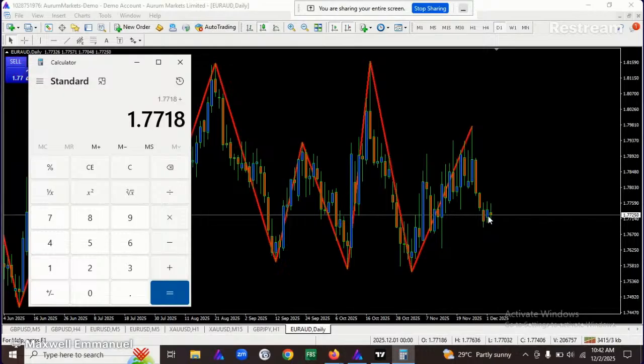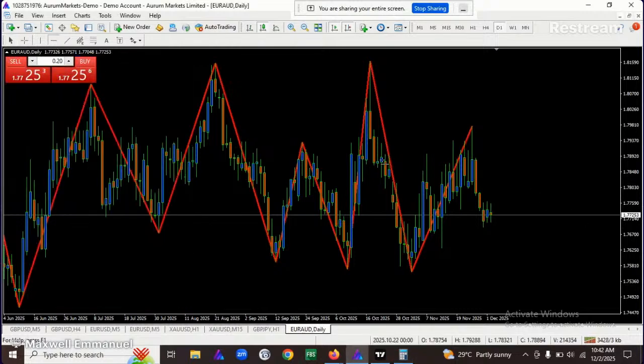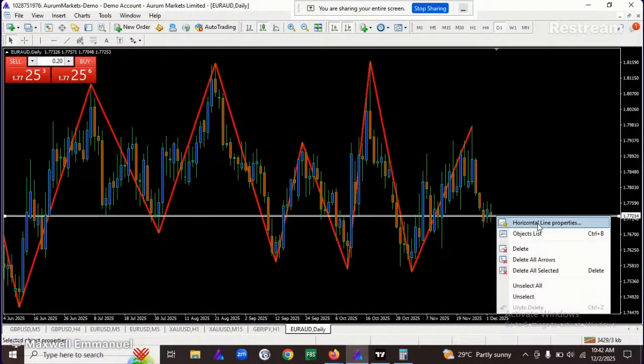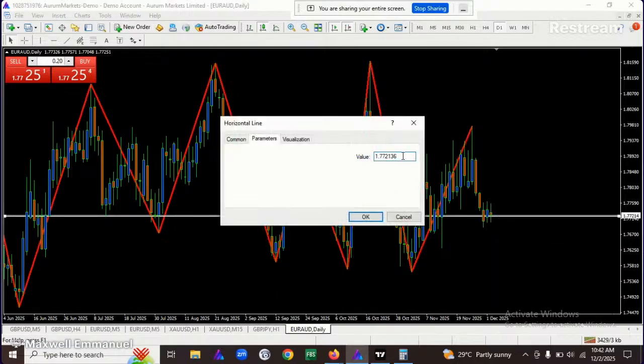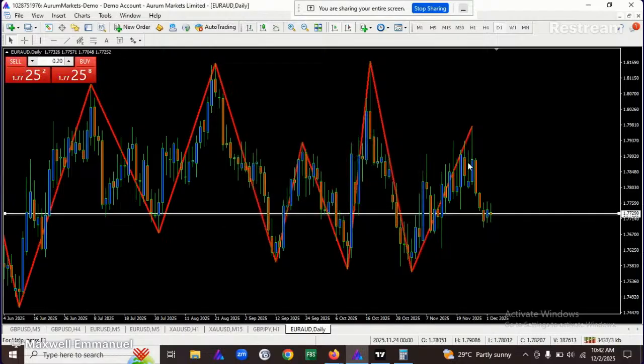1.7718 plus 1.7740, divide, 1.7729. So you can see, today's candle opened at 1.7732. That is a few pips above the average price.